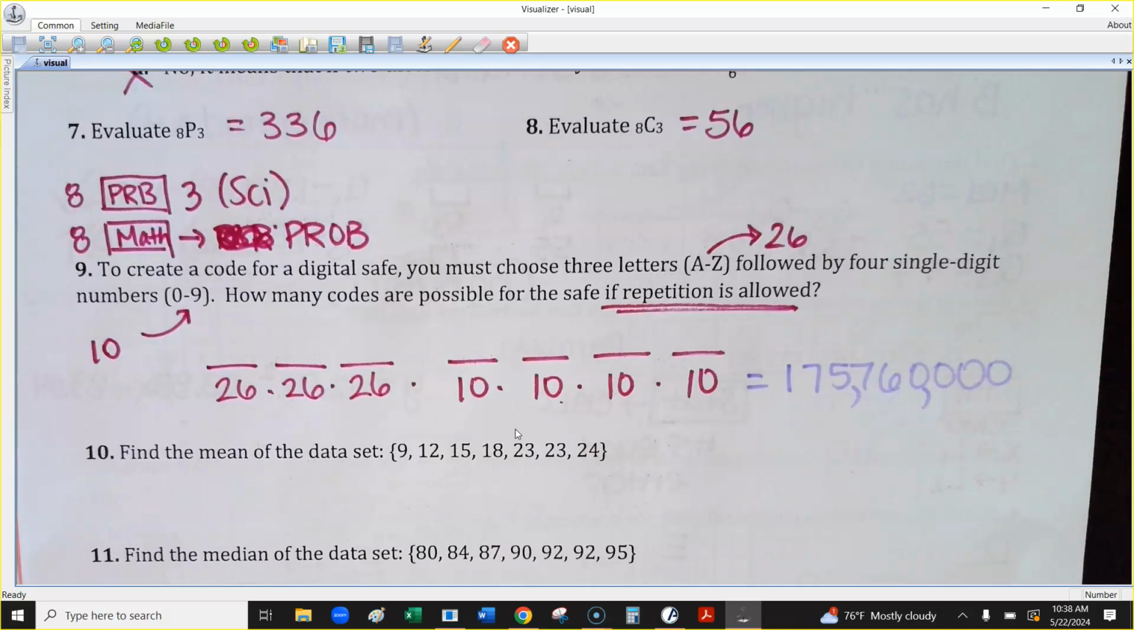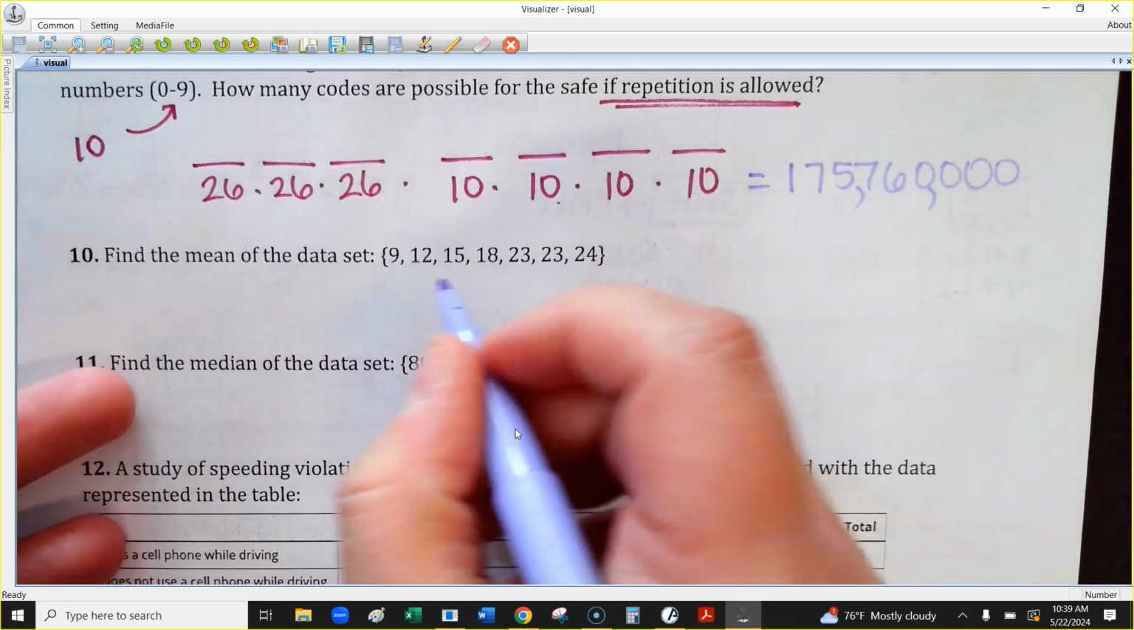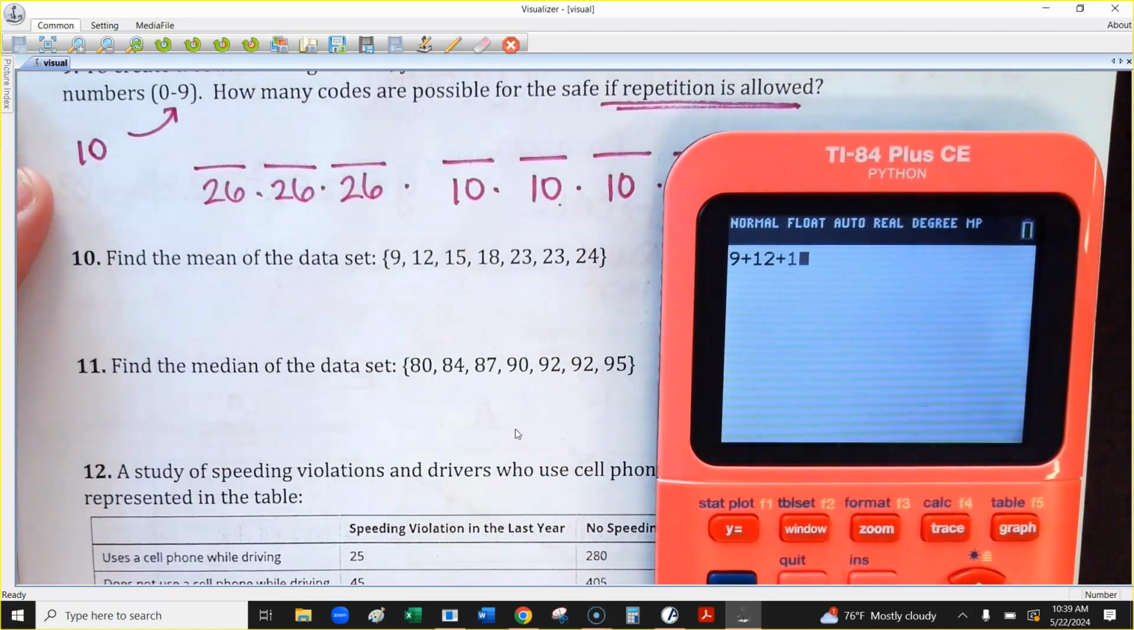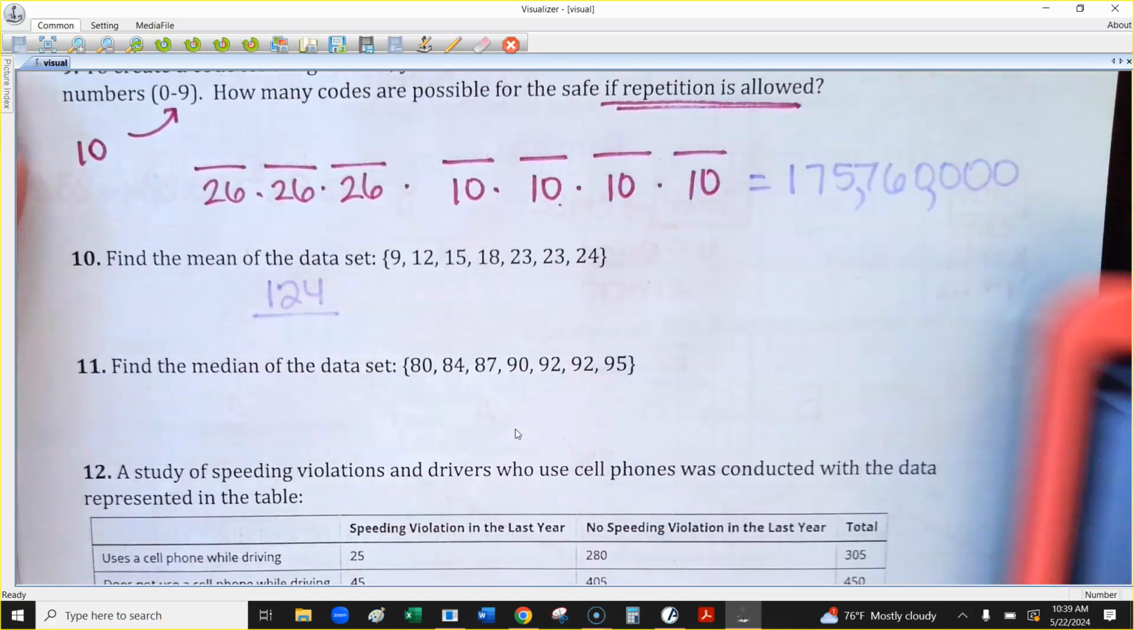There is a question that asks you to find the mean of a data set. If you want to type this in and use the X bar, you can. I would maybe argue with you that it's probably faster to just do it by hand real quick. So we're just going to add these up. So I've got 9, 12, 15, 18. I'm just adding these up. 23 twice and 24. So I got 124, and you would divide that by how many data values you have.